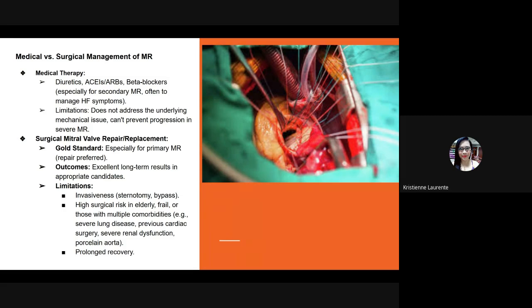Think of it like you are just patching your faucet, because if there is leakage, you're just patching it, but the hole is still there. It might slow the leak, but it doesn't repair the hole. So diuretics will eliminate the fluid volume and reduce symptoms like dyspnea and edema, while ACE inhibitors or ARBs reduce the afterload and help in ventricular remodeling.